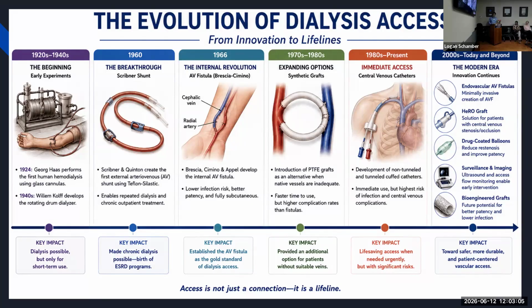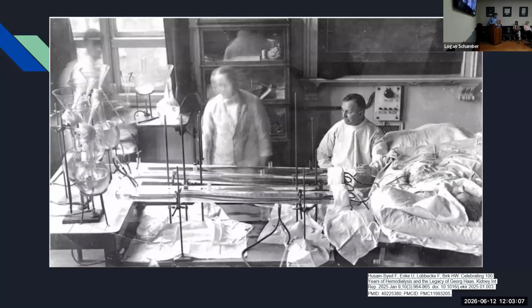So we're going to start in the 1920s. Pictured here is Dr. Haas, on the right side. This is a picture taken back in 1926. I think we're all familiar with Dr. William Kolff, who's considered one of the forefathers of hemodialysis. But in the vascular world, Dr. George Haas is actually considered one of the founding fathers of hemodialysis access.